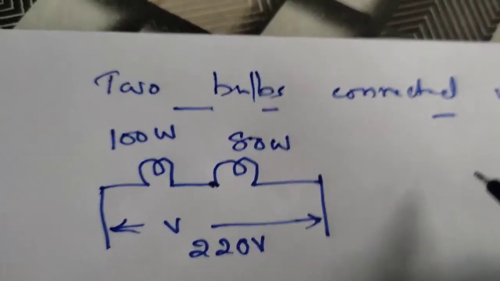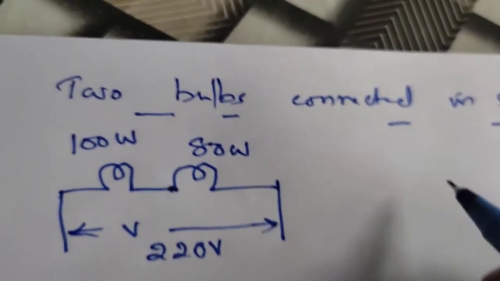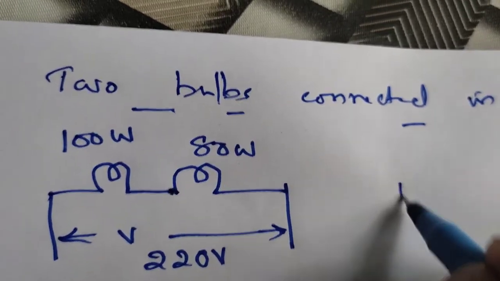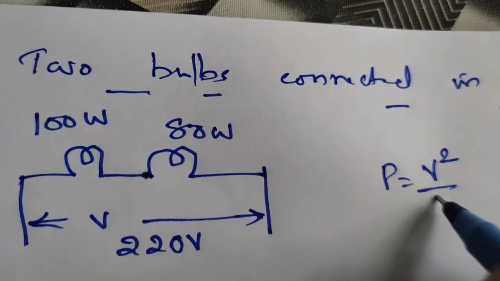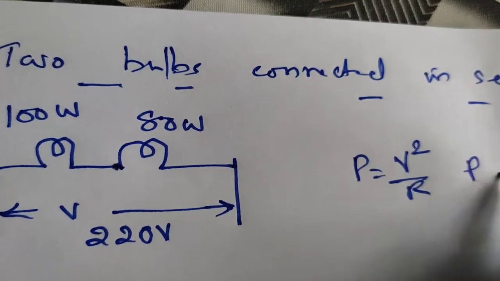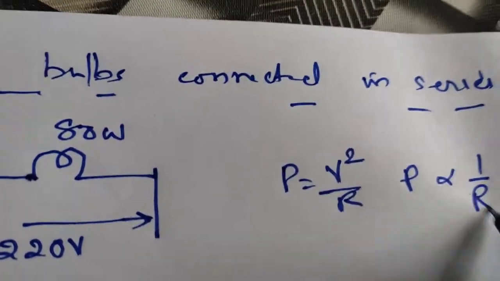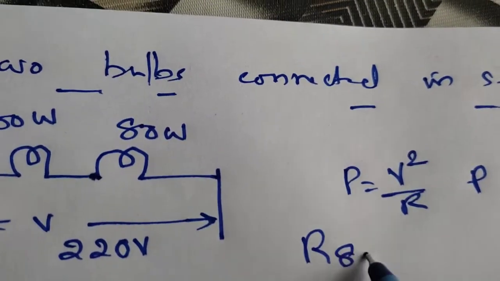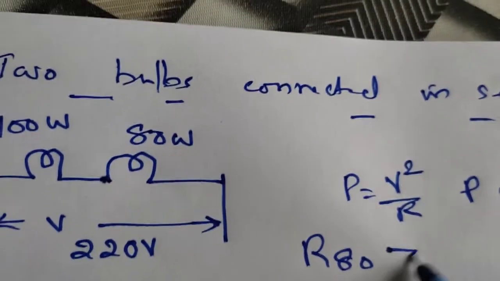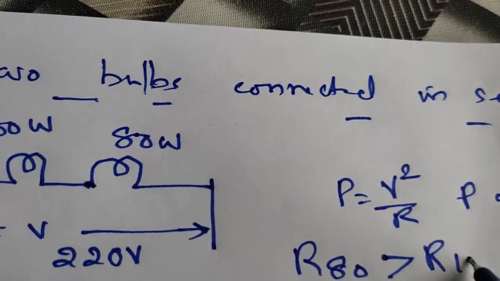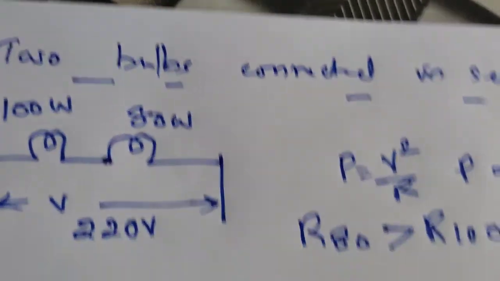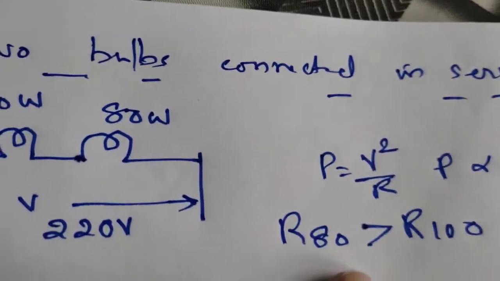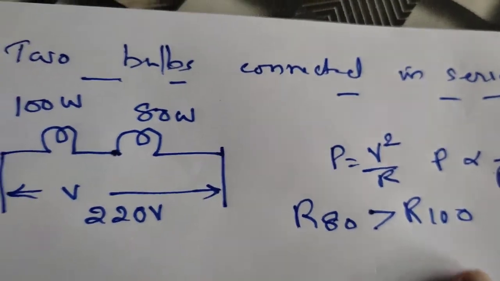Now, what is the resistance of the bulb? We know power is equal to V squared by R. That is, power is inversely proportional to the resistance. That means R80 is more than R100. Since they are connected in series, the same current is flowing. So R80 is more than R100.